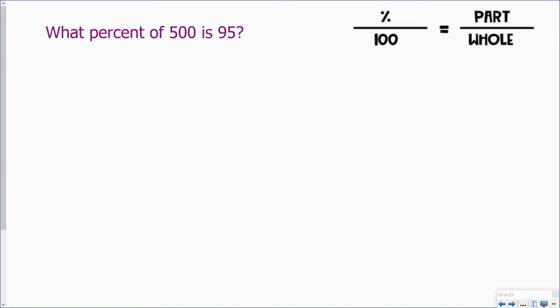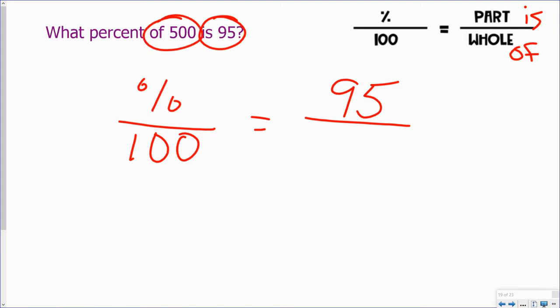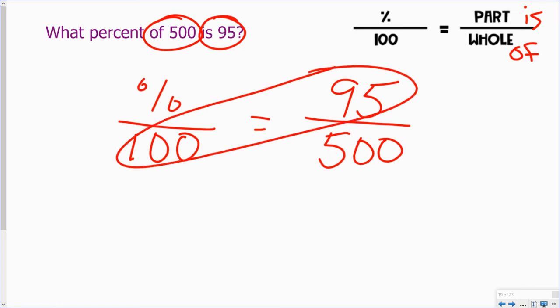Again, set up my proportion. This is always 100. It says what percent, so I put my percent sign here because that's what I'm looking for. Part is a lot of times represented by the word "is." It said is 95, so I put my 95 here. Whole is a lot of times represented by the word "of," so it says of 500. Now again, I cross multiply. Take 95 times 100.